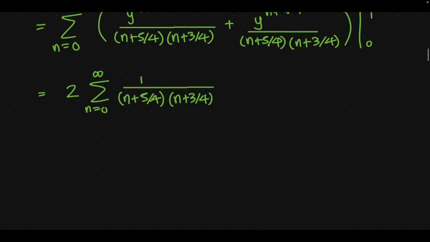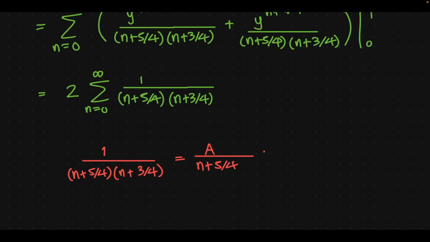Okay, fair enough. Now, what do we do? Well, whenever you have a product of linear factors like this, for integration and also for evaluating these sums, it's best to use partial fraction decomposition. So I'm going to decompose, after choosing a different color, 1 over n plus 5/4 times n plus 3/4 to be a, which is some constant, over n plus 5/4 plus b over the second factor, which is n plus 3/4.